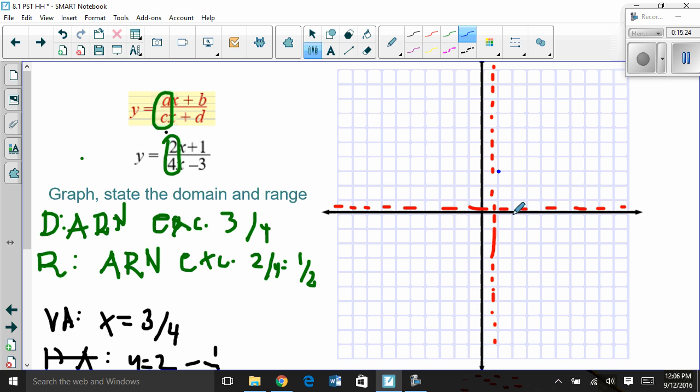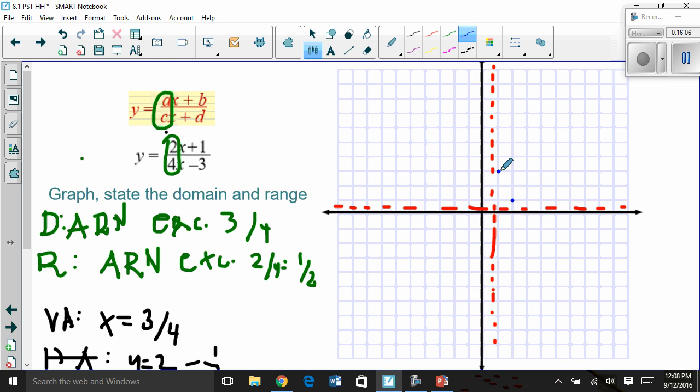Oh, excuse me. We have 5 on top and 5 on bottom. That gives us 1. I'm sorry about that. So we have 2 and then 1 there. Sorry about that. There we go. That looks better. And then we can go ahead and plug in 3, see what we get.